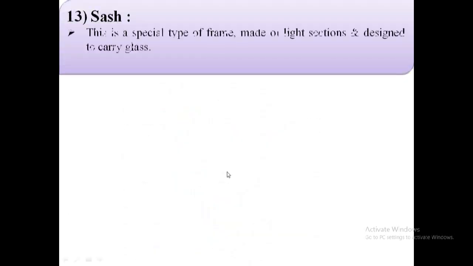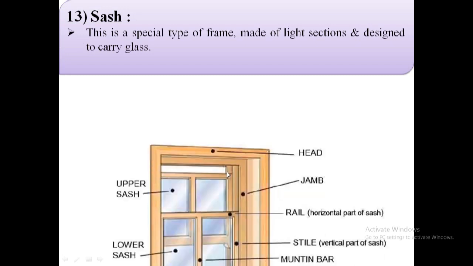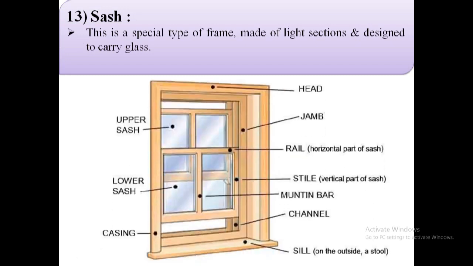Next technical term is sash. Sash is a special type of frame made of light sections and designed to carry glass. So in this image you can see this is the sash, which is the special type of frame and made up of light section and designed to carry glass. So here you can see this is the glass and it is known as sash. This one is the lower sash, this one is the upper sash.